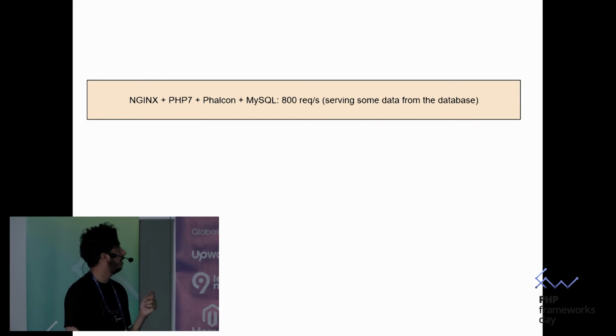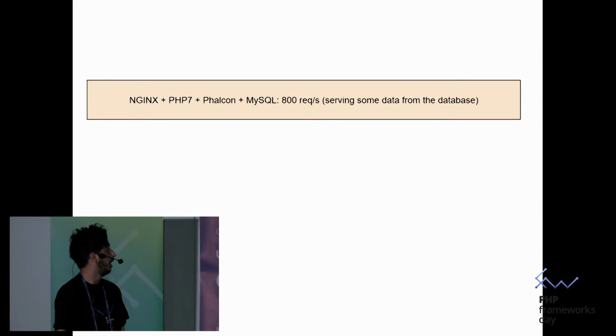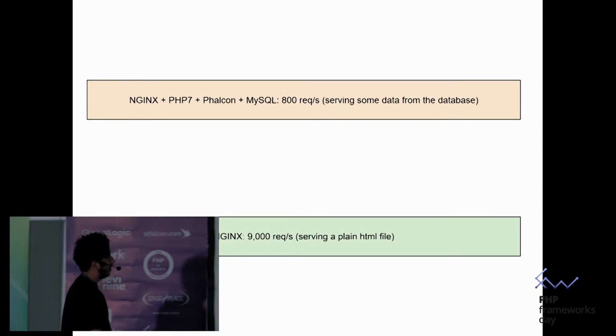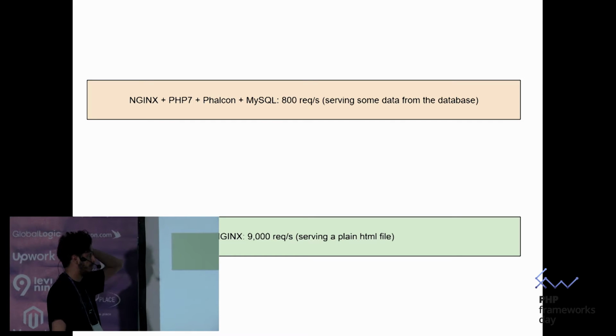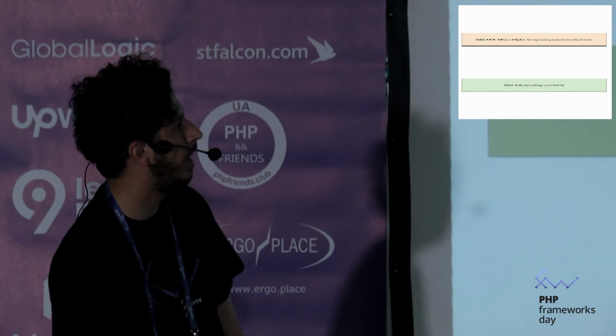So I made this small experiment last month, and I started with a new machine with Ubuntu, and I installed Nginx, and it gave me about 9,000 requests per second.